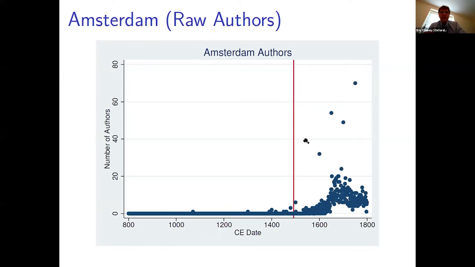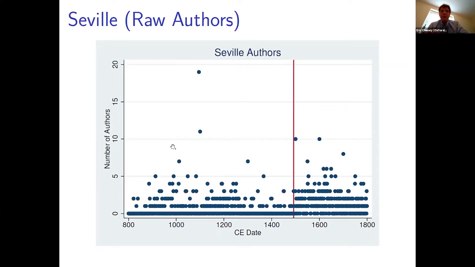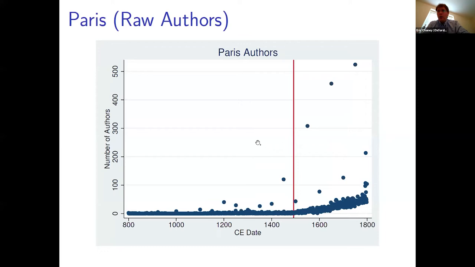This is what this looks like for Sevilla or Seville in Spain. You might say, oh, what's going on here? There seems to be more intellectual activity. Well, it was part of the Islamic world during this period, right? But here after the Atlantic discoveries, you see, at least it looks like there's kind of a growth here. And you can compare it to a city like Paris, which wasn't directly involved in the Atlantic trade, where you don't seem to get such a big jump.